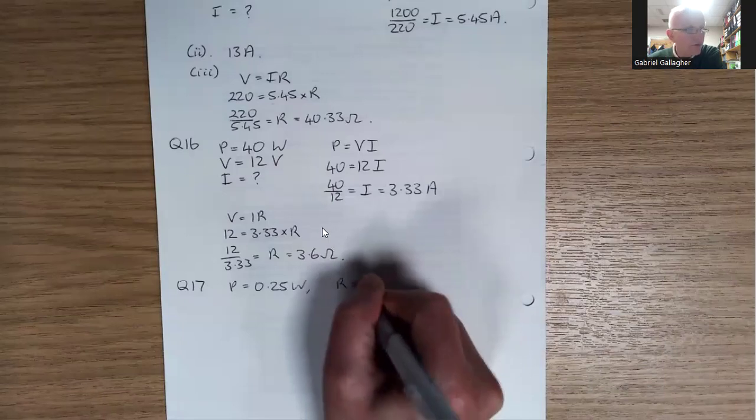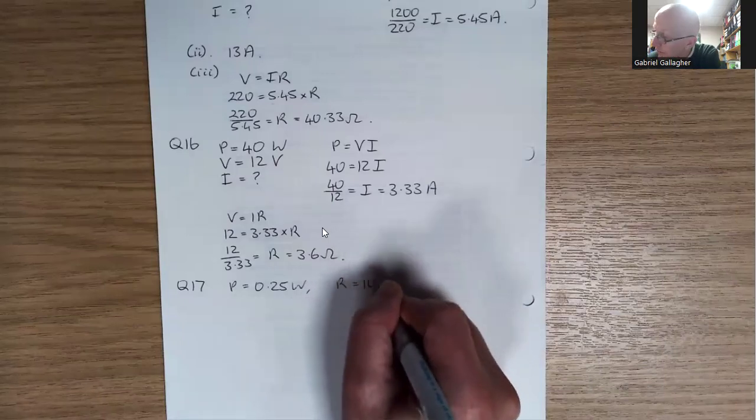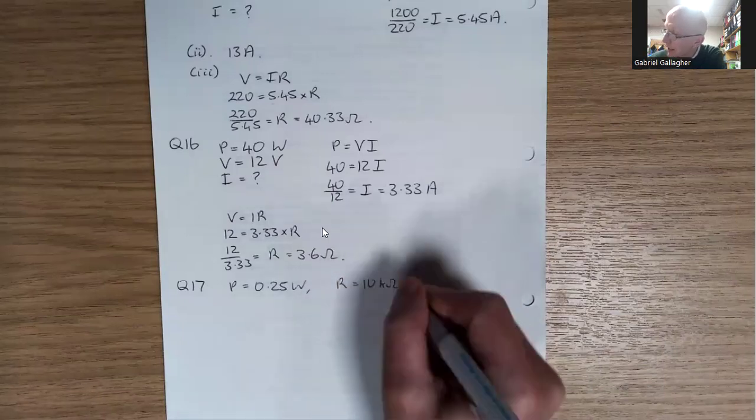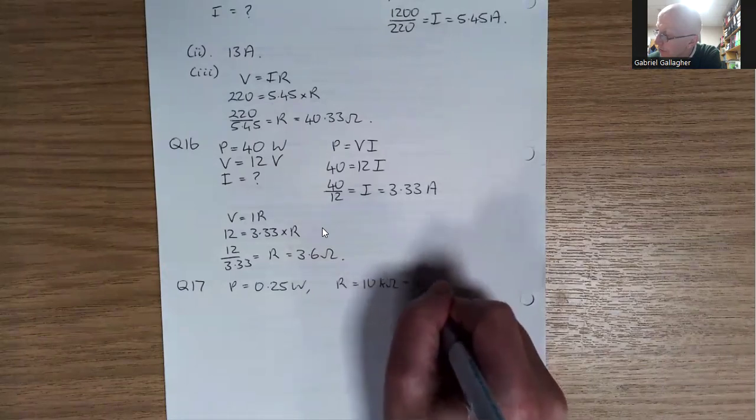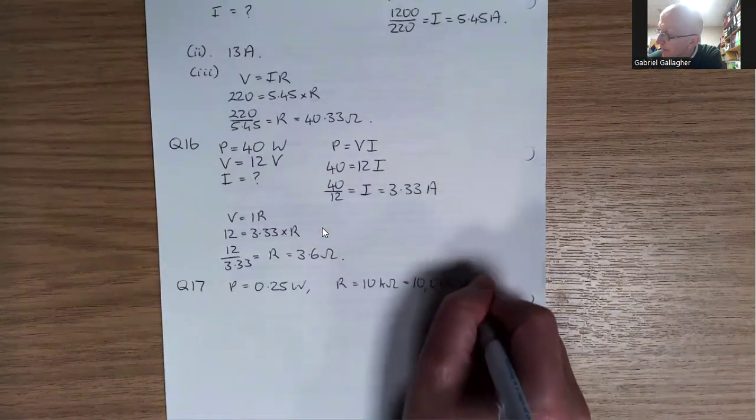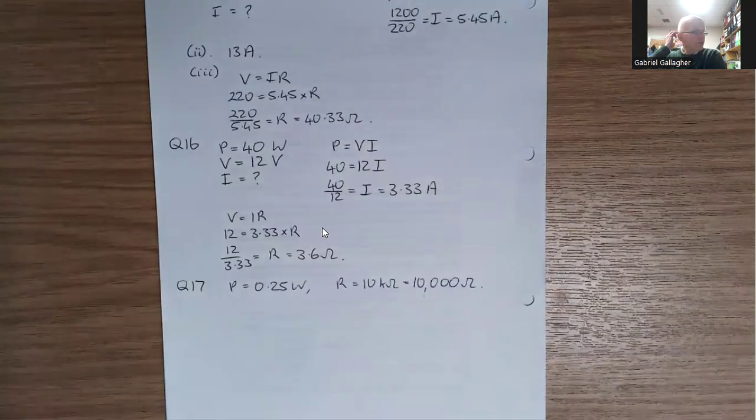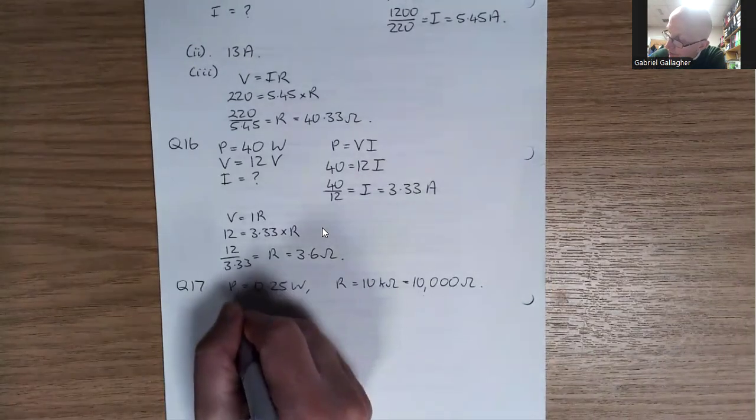R equals 10 kilo ohms. Remember, you have to work in SI units, so the kilo has to be replaced. So it's 10,000 ohms. And you want to know what I is.